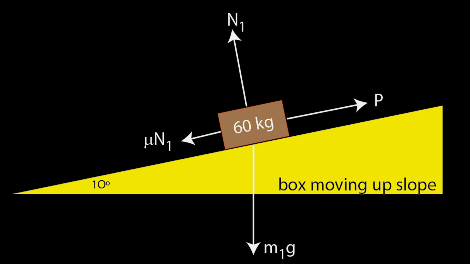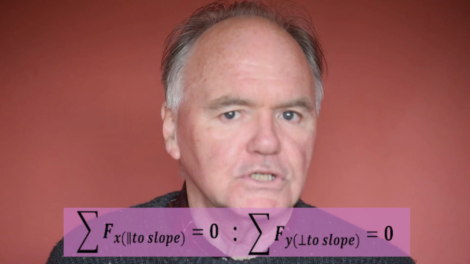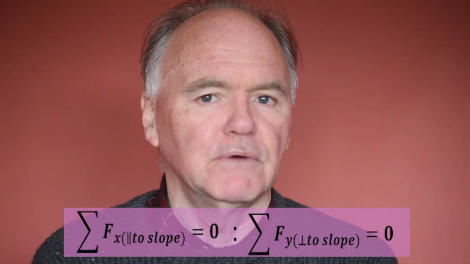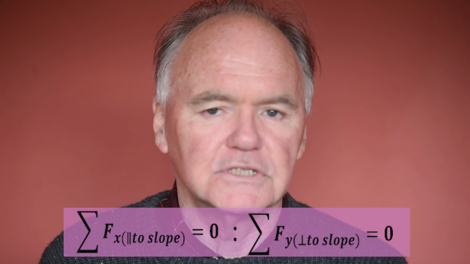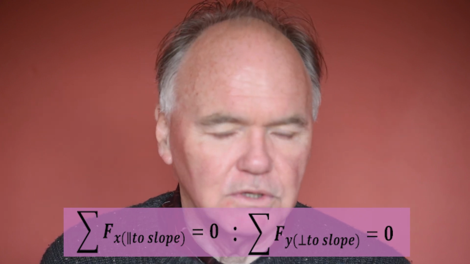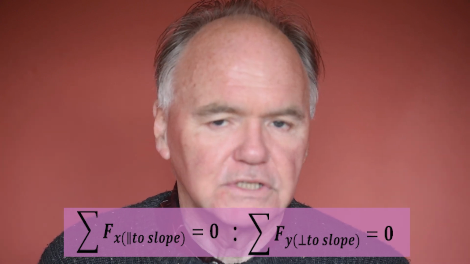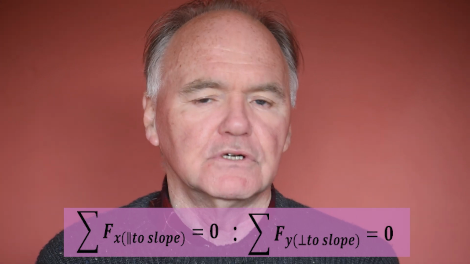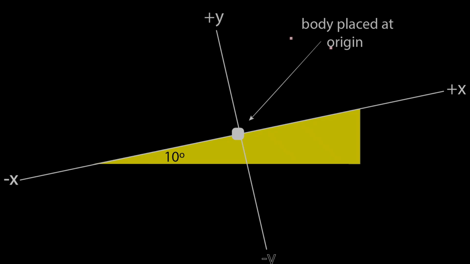So how do we proceed from there? Well, we notice in the question that we're told the box is going up and down the slope with a constant velocity. So if it's going up and down the slope with a constant velocity, Newton's laws of motion tell us all of the forces have to be balanced in all directions. The directions we shall choose will be the directions up and down the slope and perpendicular to the slope.